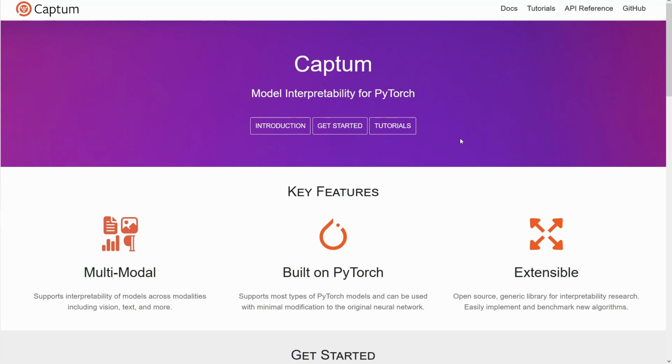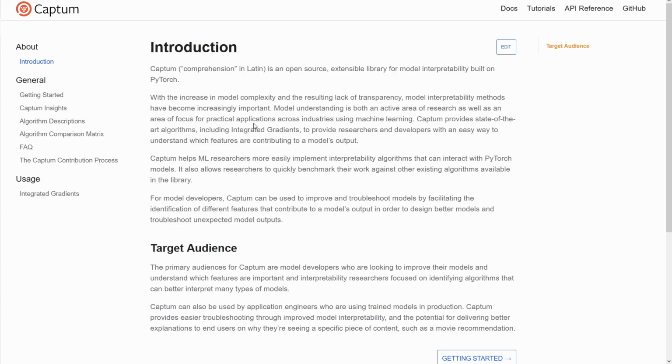Today we're going to talk about Captum. This is for model interpretability for PyTorch. So here we go. Our topic is still that we want to understand explainable AI systems that show us if we can trust this system.